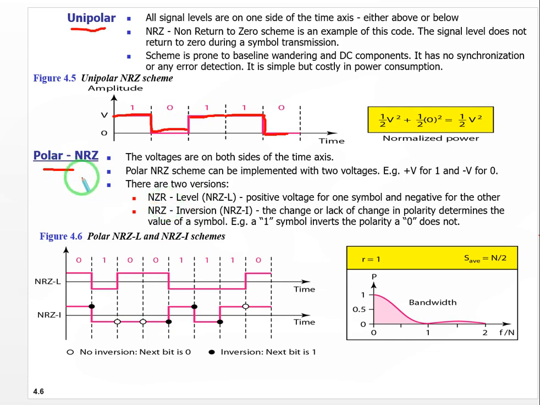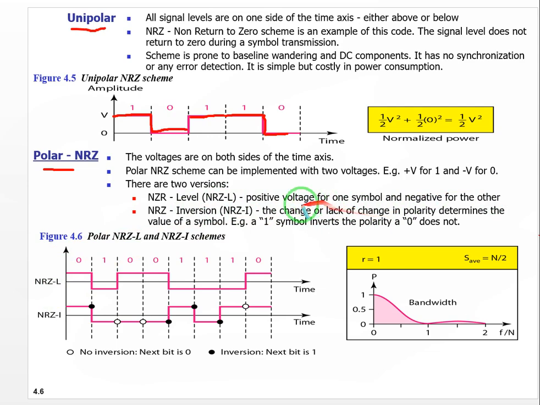For polar signaling we have two poles, positive up and down, and we will use both of them. Keep in mind that for a polar signal we can use a plus value as well as a minus value. The first scheme is non-return to zero level, which uses a positive voltage for one symbol and a negative voltage for the other symbol.